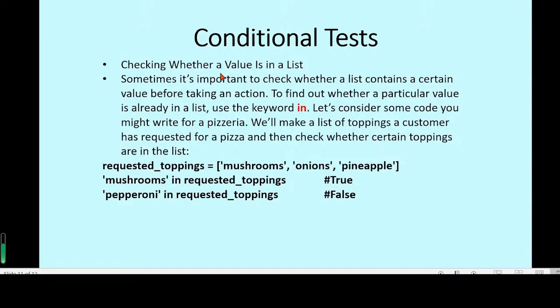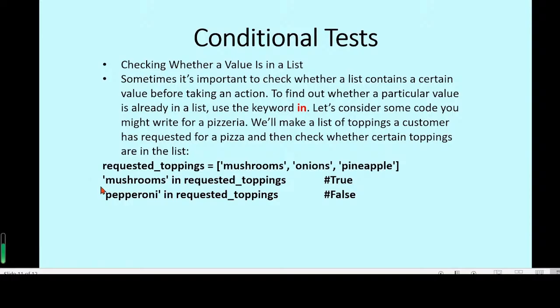And checking whether a value is in a list. Sometimes it's important to check whether a list contains a certain value before taking an action. To find out whether a particular value is already in a list, you can use the keyword in. So let's consider some code you might write for a pizzeria. We will make a list of toppings a customer has requested for a pizza, and then check whether certain toppings are in the list. So this is a requested toppings list with 3 elements.